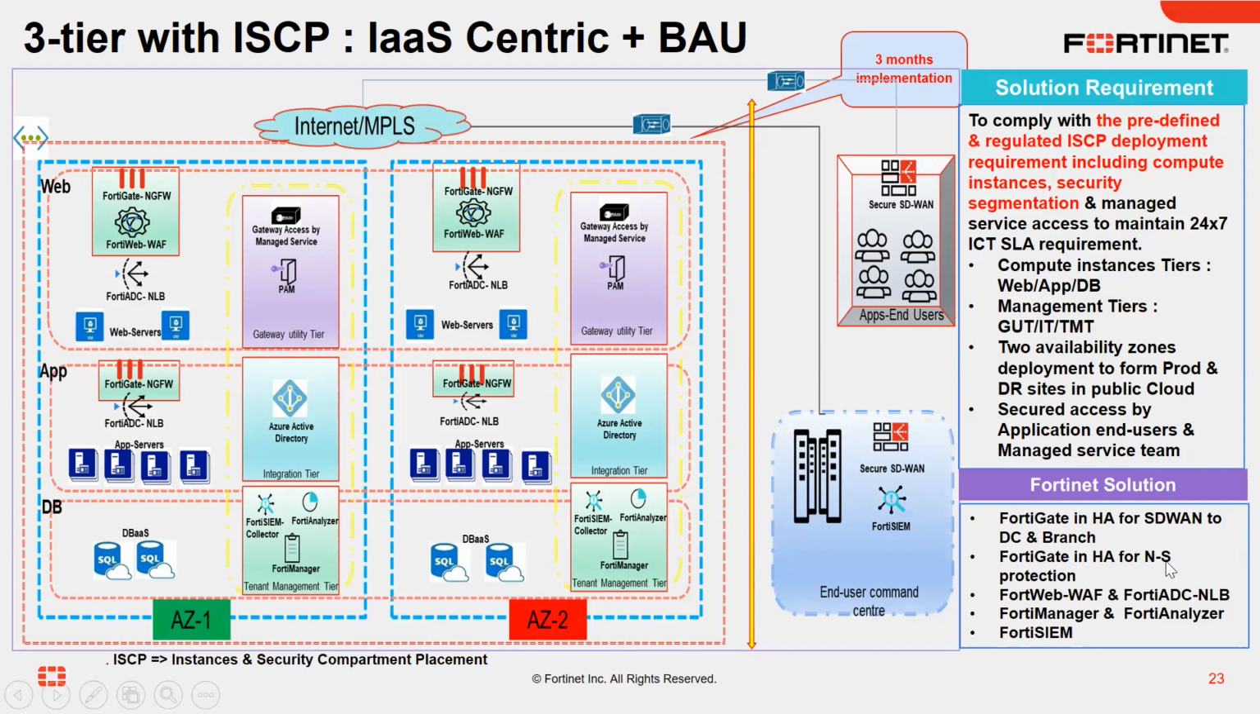So in terms of Fortinet solution, you can see here a FortiGate in HA for SD-WAN to DC branches, and FortiGate in HA for north-south traffic protection here. Then the FortiWeb WAF, FortiADC NLB, FortiManager, FortiAnalyzer, and the FortiSIEM. For this kind of deployment, within 3 months the project can be completed by the cloud infra team without any issue, especially in Southeast Asia. Typically, a deployment has about 50 compute instances only, for production, development, and UAT. At the same time, once it goes live, availability zone 2, earlier used for development, can become a hot DR exercise requirement.